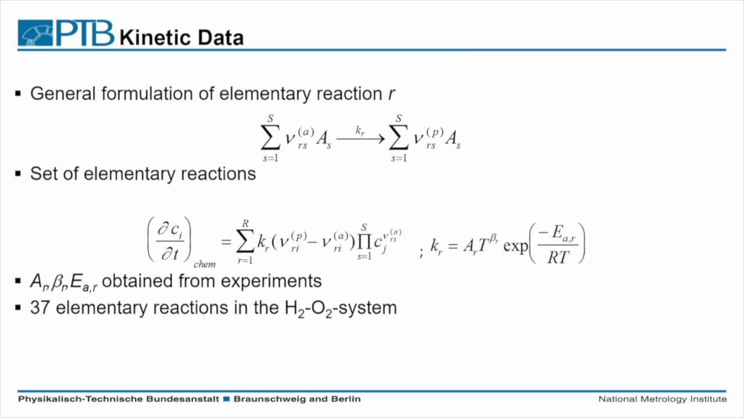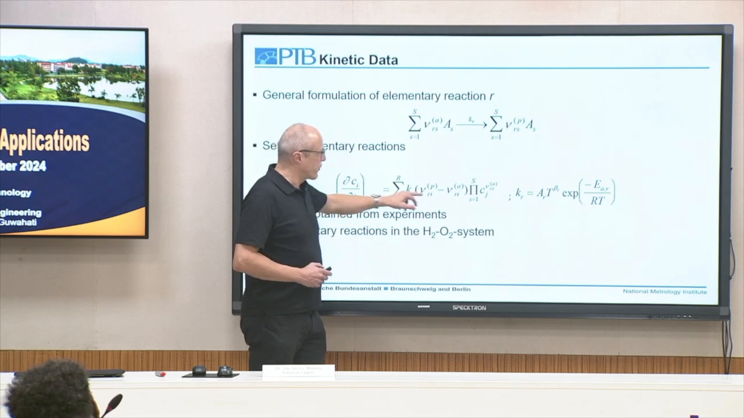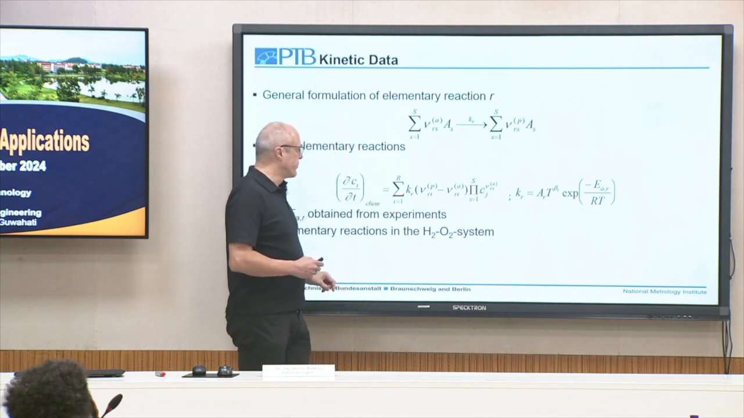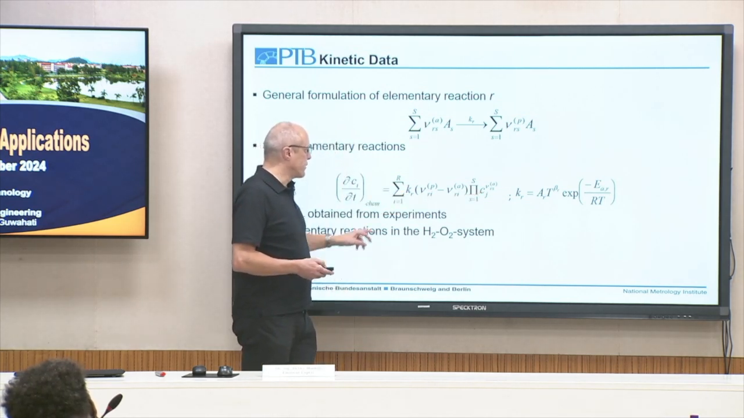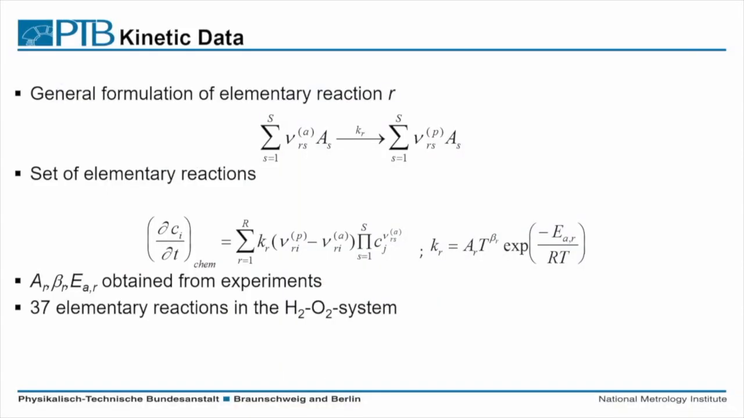So for a set of elementary reactions, the change of concentration of species I with time is the sum over all reactions, and then the change of this specific concentration using this sum of reactions. And the reaction rate then is defined by this Arrhenius equation. This we have discussed already in detail.